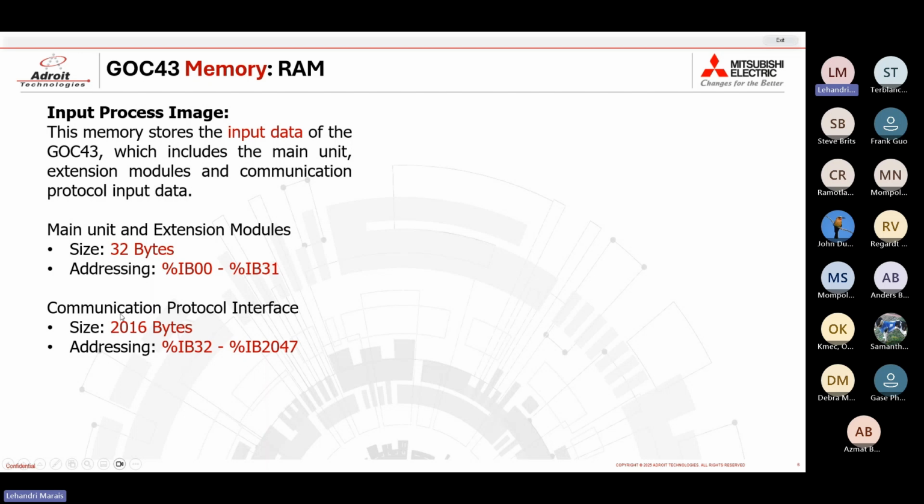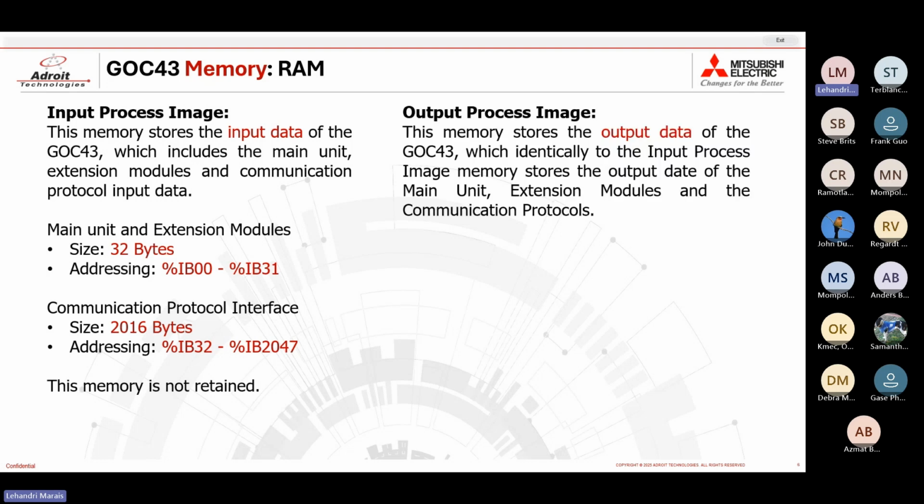Communication protocol has a size of 2016 bytes, with the addressing ranging from input byte 32 to input byte 2047. None of the input process image memory can be retained.